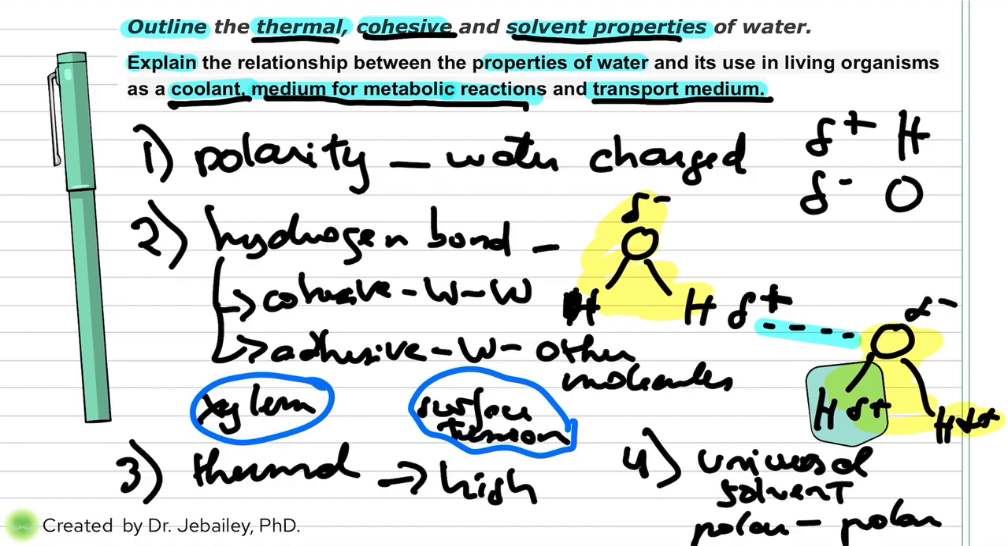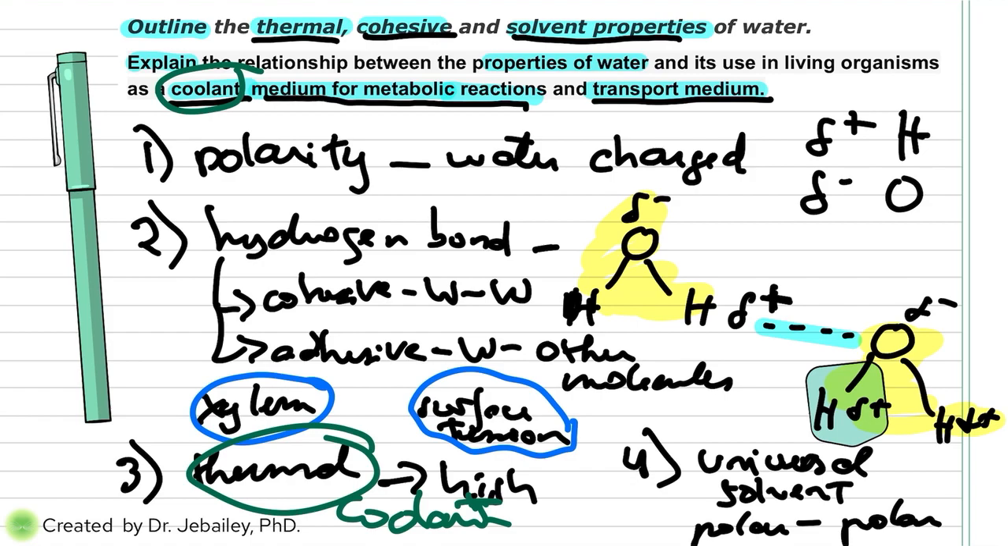Now, here's important. Where will you find the coolant? The coolant will be found here in the explanation of the thermal properties. So here's where you talk about how the heat of vaporization allows the body to cool off by releasing some of that heat.